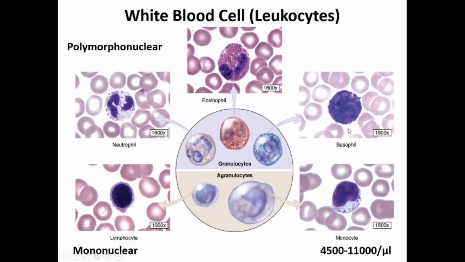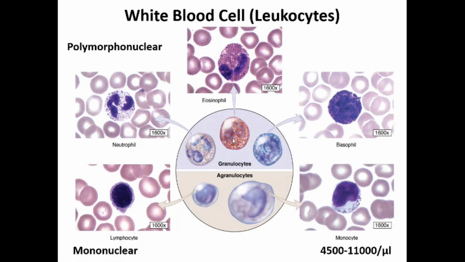We can classify the leukocytes in two groups according to having granules or not having granules: granulocytes and agranulocytes. You can see in the cytoplasm of these cells we have granules, but these blood cells, the agranulocytes, don't have this type of granules.